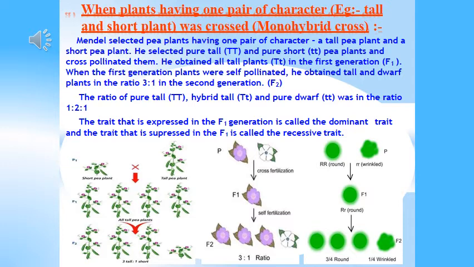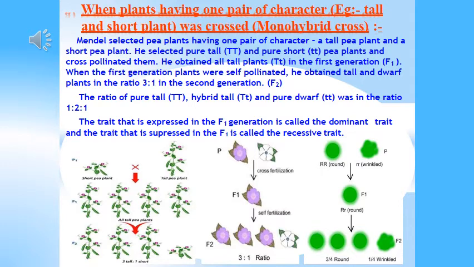Here you can see capital R for the round seeds, small r for the wrinkled seeds, because this is the recessive trait. Then in F1 generation we will get seeds which will be round in shape, but now the genotype has changed. It is now capital R, small r. And then in F2 generation, 3/4 of the seeds will be round, whereas 1/4 only will be wrinkled. So, we will get 3:1 ratio. First we have to do cross fertilization, and later on self pollination or self fertilization.